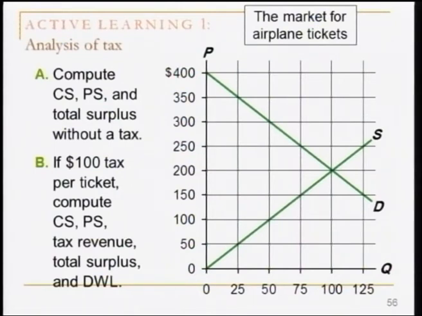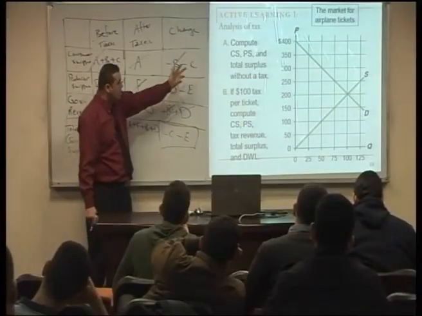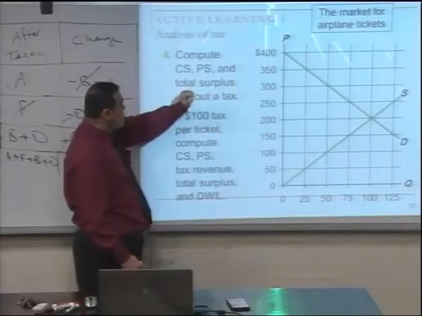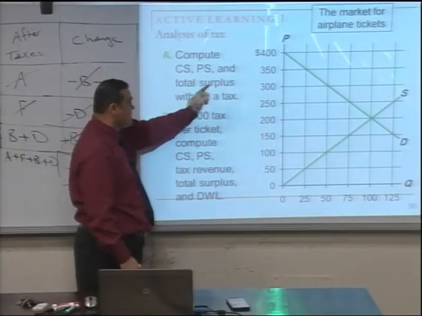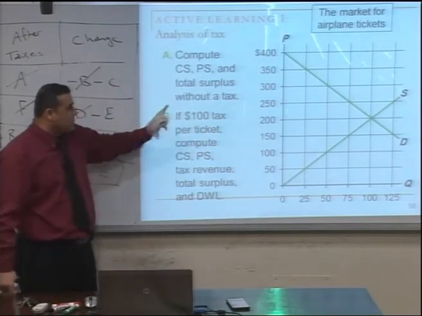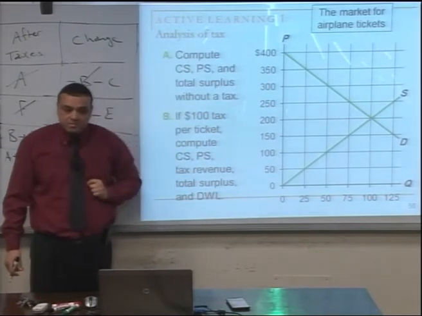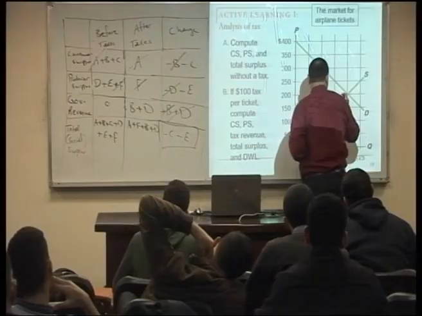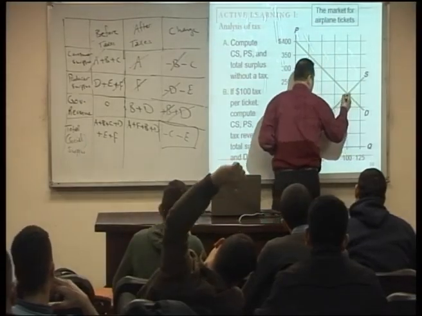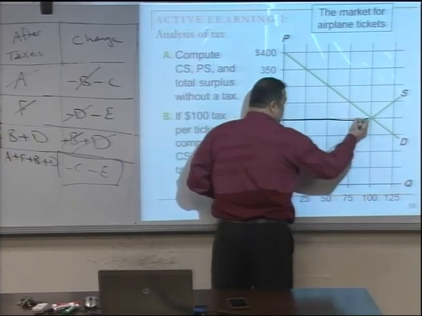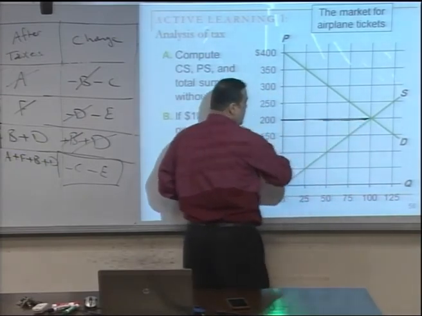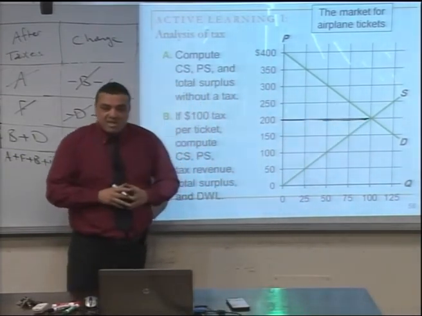We have the following graph. And the question is, number one, A, compute the consumer surplus, producer surplus, and the total surplus without taxes. Here is the original situation. At equilibrium price, how much is the consumer surplus?